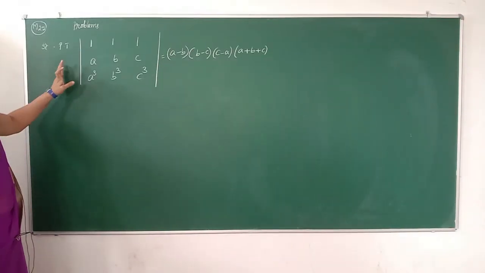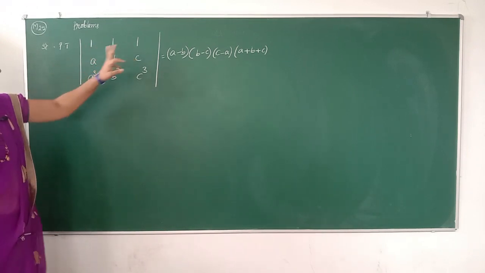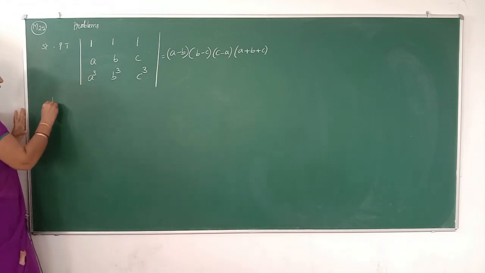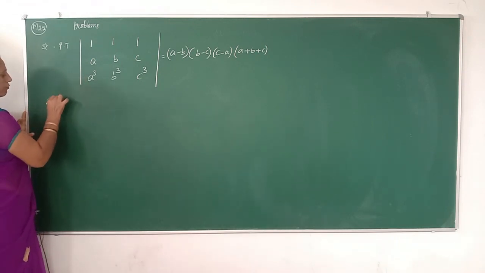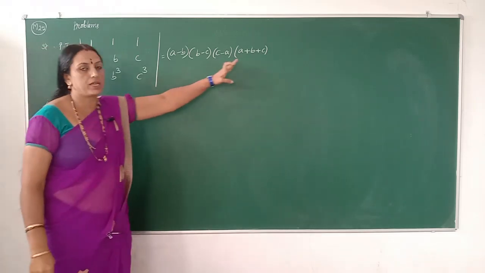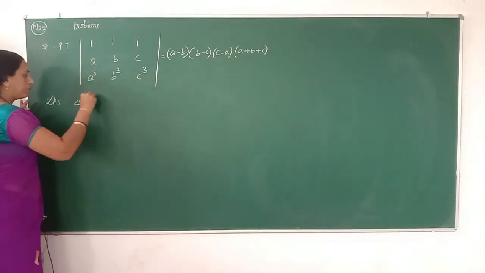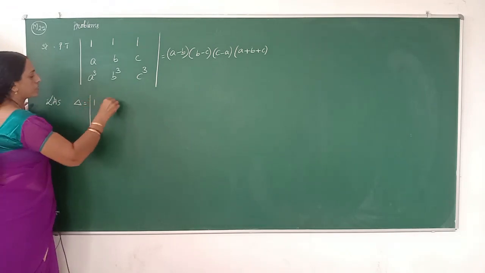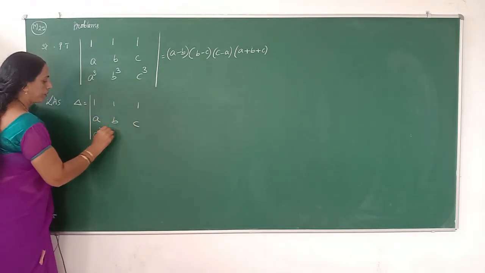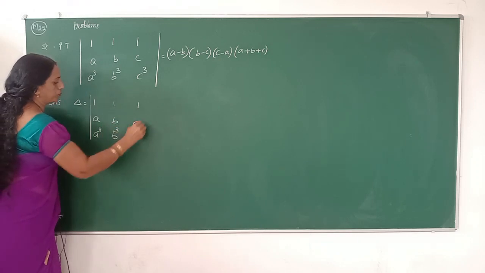Next one. Prove that the determinant of 1, 1, 1, a, b, c, a cube, b cube, c cube is equal to (a minus b)(b minus c)(c minus a)(a plus b plus c). Now, we will be considering the delta. Delta is nothing but 1, 1, 1, a, b, c, a cube, b cube, c cube.